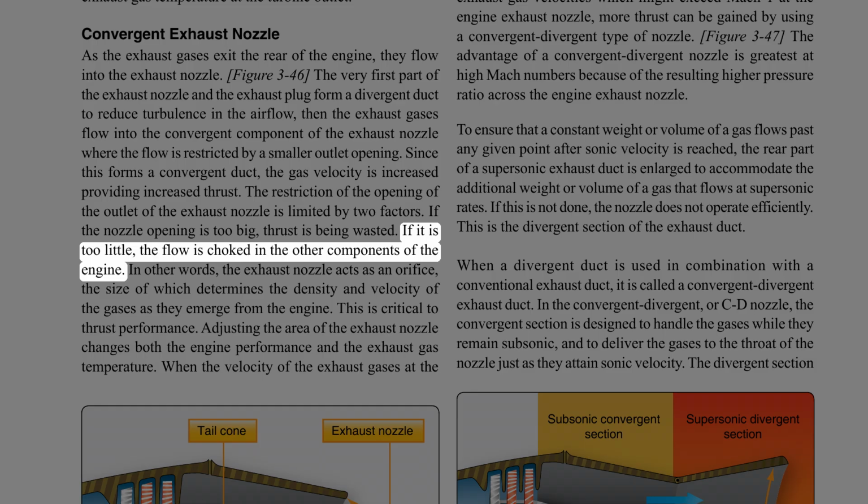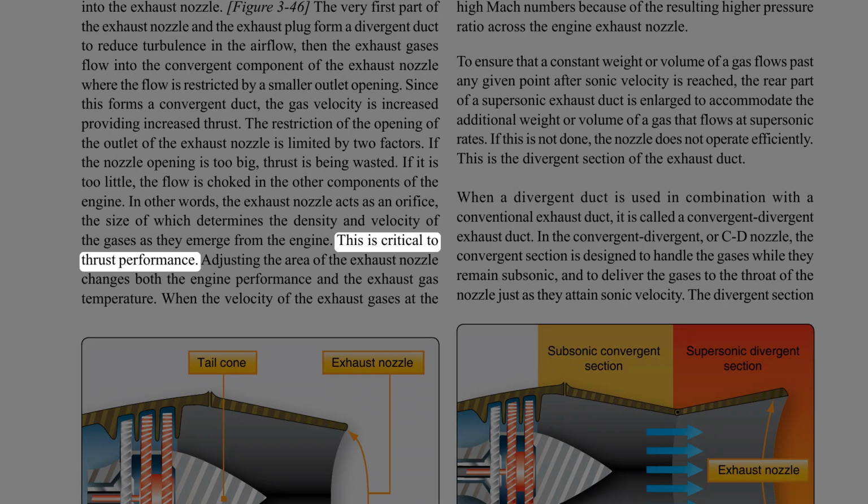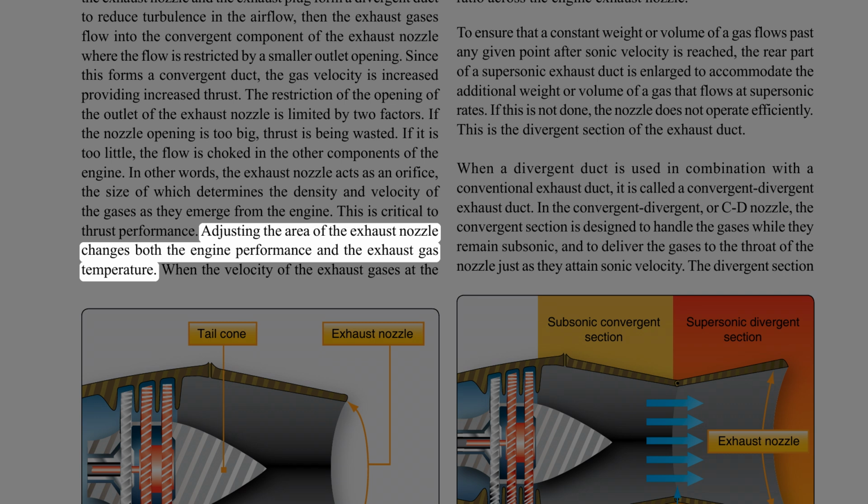If it is too little, the flow is choked in the other components of the engine. In other words, the exhaust nozzle acts as an orifice, the size of which determines the density and velocity of the gases as they emerge from the engine. This is critical to thrust performance. Adjusting the area of the exhaust nozzle changes both the engine performance and the exhaust gas temperature.